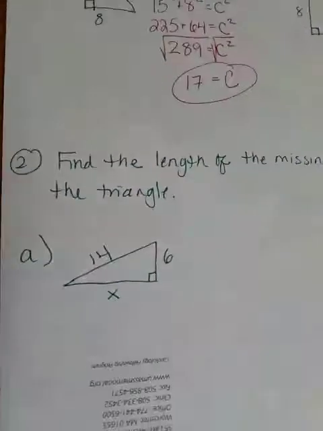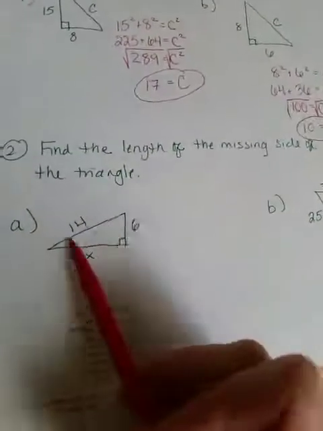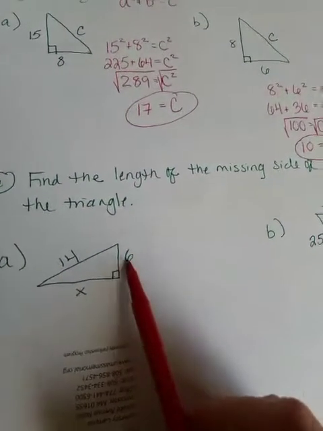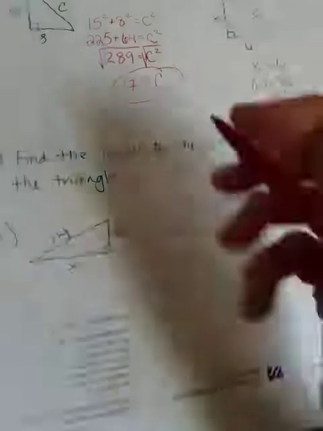We won't always just ask you to find the missing hypotenuse. Sometimes we'll ask for the leg that's missing. It says find the length of the missing side of the triangle. So we have a right triangle. We know we have leg 6, we have a missing one, and then our hypotenuse is 14.